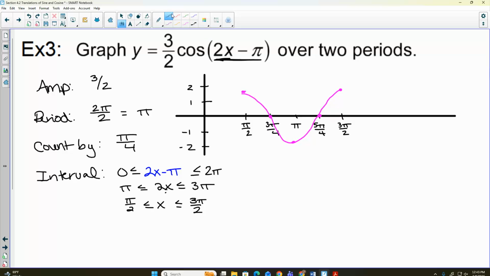What am I missing here? 2 periods. How do I get a second period? Yep, I need 4 more points. So remember, we're trying to space these evenly. We're adding the same amount each time. So 6 over 4 plus 1 over 4, so 7 pi over 4. 8 pi over 4 is 2 pi. 9 pi over 4. 10 pi over 4 or 5 pi over 2. And we keep following our pattern.